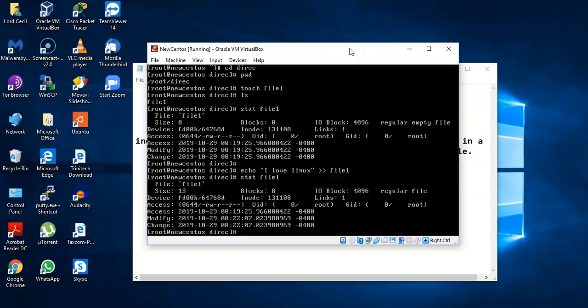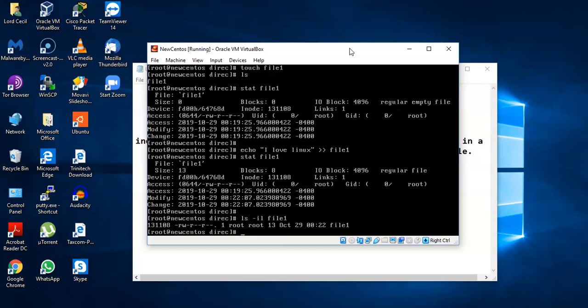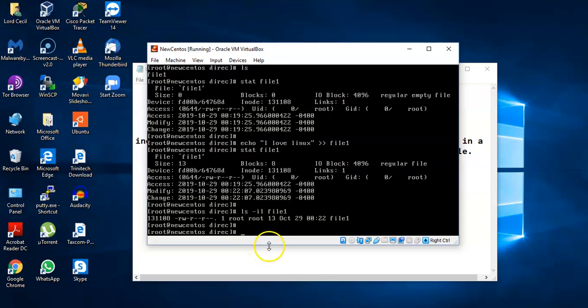Let's look at the other command. Let's say ls -il file1. It gives me the same inode number. The inode number comes first, and then the rest of the attributes that make up the file. So that's that for the inode command. Practice it and get to know it.